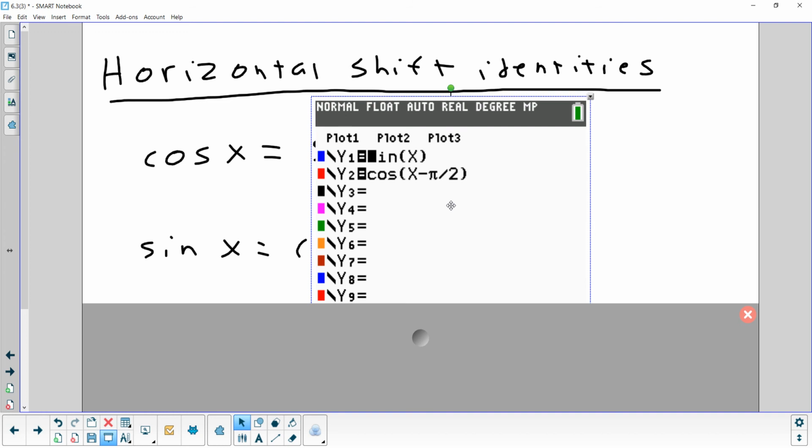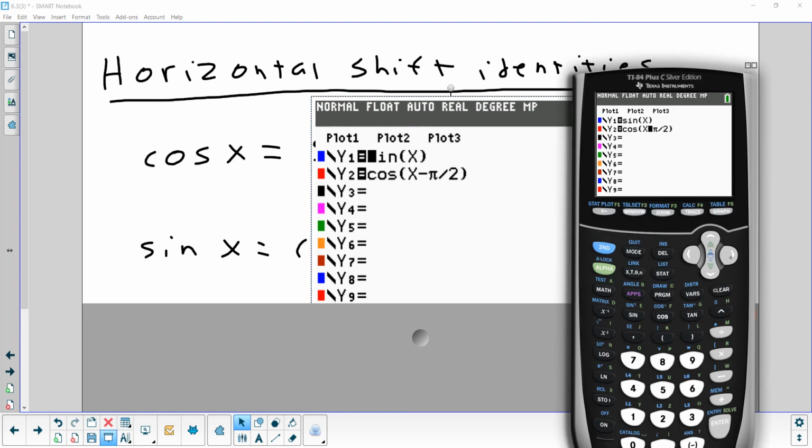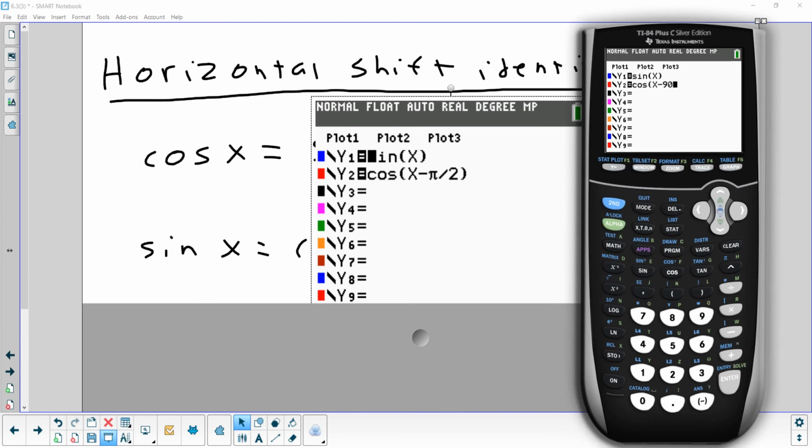How am I, when I typed in those equations, what was I assuming? Yeah? That you were in radians. Because that pi over 2 is radians. If I put x minus 90, I think this would work fine. In fact, let's try that first. Let's do x minus 90 and see what happens. X minus 90, hit graph. There's the sine, and there's the cosine, perfect. So the problem was the calculator was in degrees, but I had typed in an equation in radians. You can't do that.